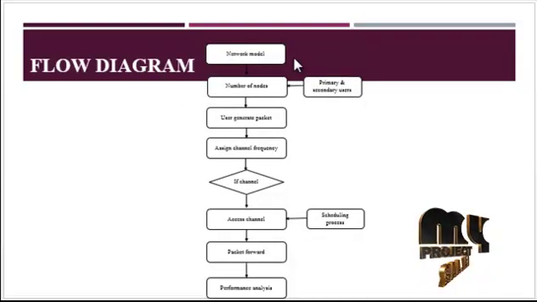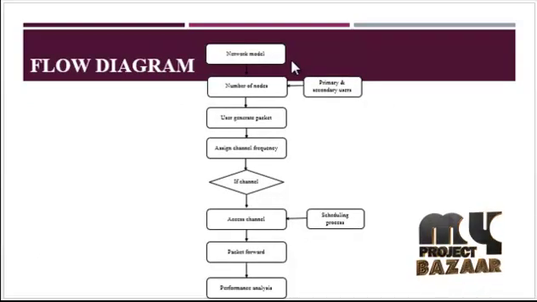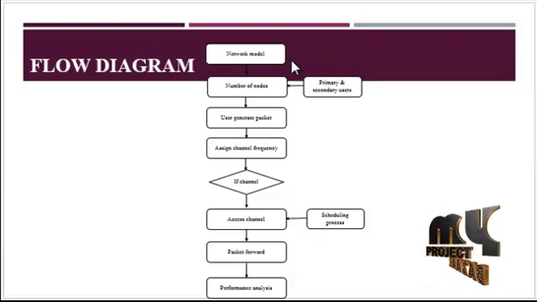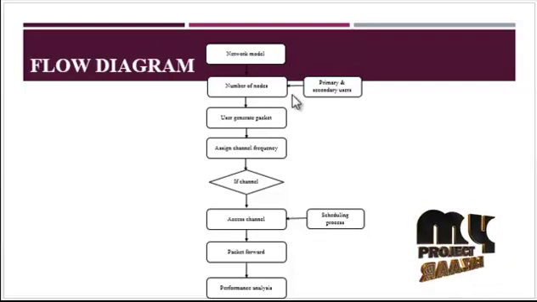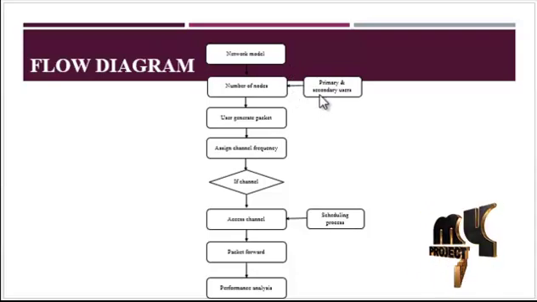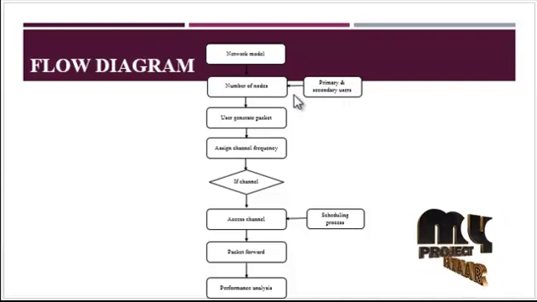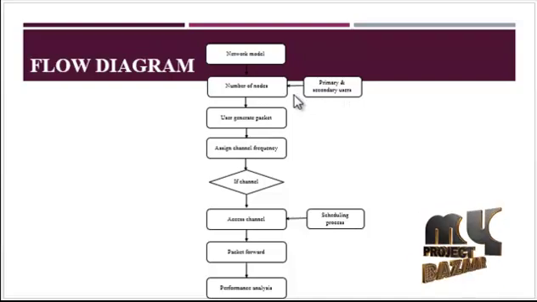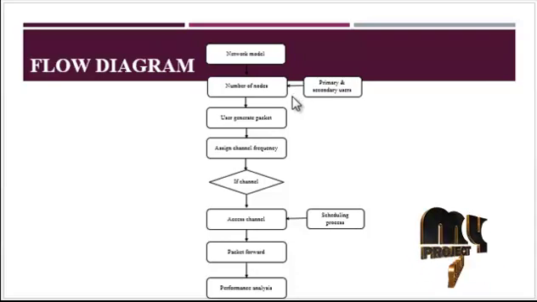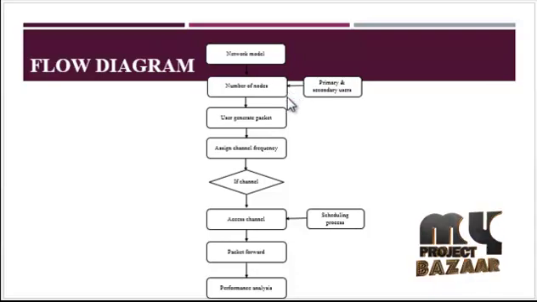Now we are going to see the flow diagram. First, the network model is created. That is, the number of nodes are created in the network. The nodes are nothing but the primary and the secondary users. Also, the cognitive base station and the primary user base stations are all created in the network. So this indicates the network model.